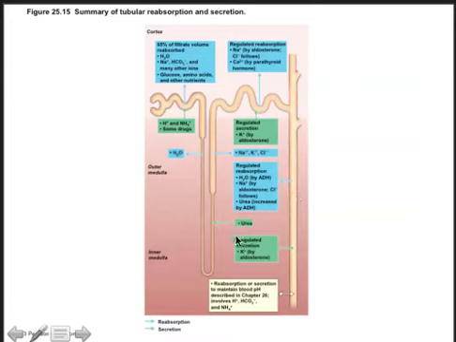Without this concentration gradient in the kidney proper, which is set up by movement of sodium out of the filtrate and into the kidney, as well as the urea that's already there, we would have no way of driving water movement out of the filtrate and back into the bloodstream and the interstitial fluid as we pass through the collecting duct.